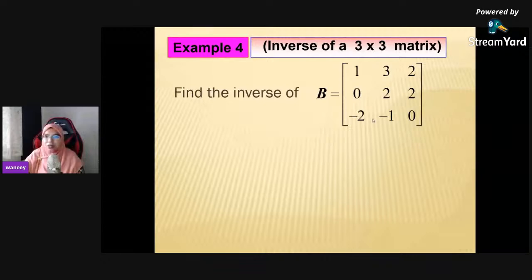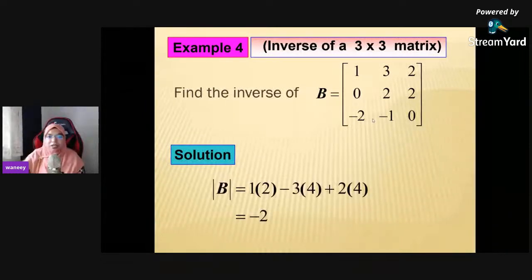Okay, so firstly, we have to calculate the determinant first, because if the determinant is equal to 0, there is no inverse. So kalau determinant dia sama dengan kosong, dah tak ada inverse lah. Tak ada inverse, tak payah kira. Okay, so let us calculate the determinant first.